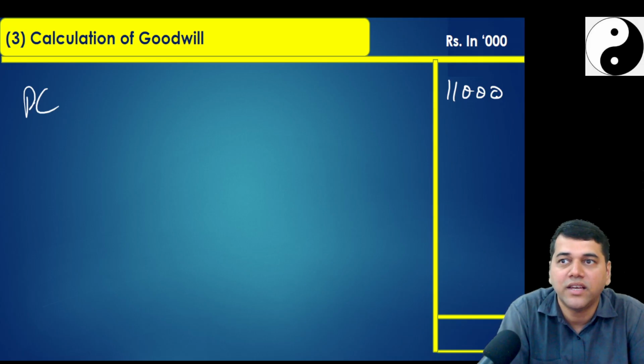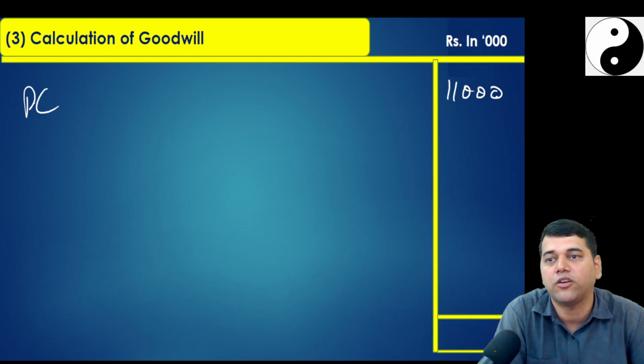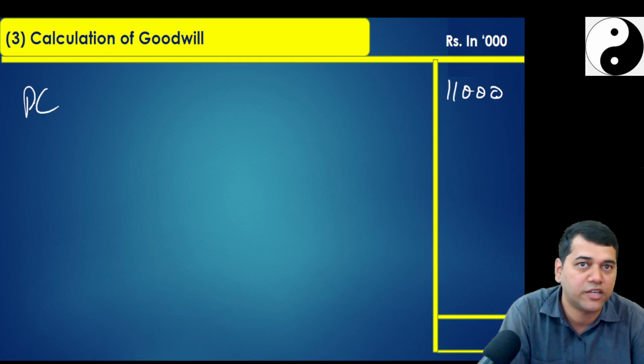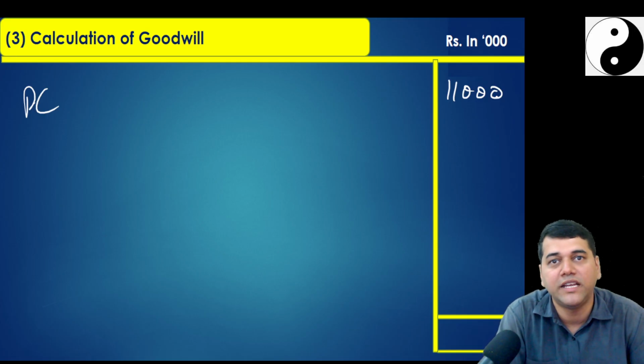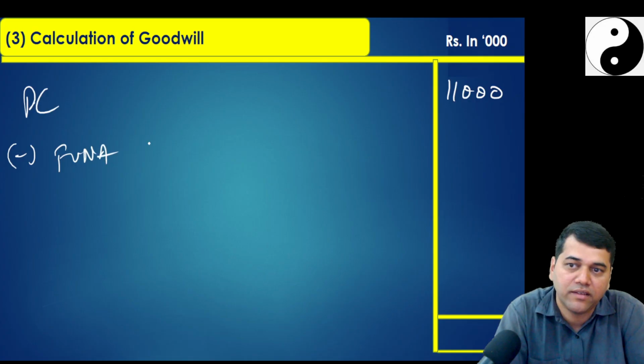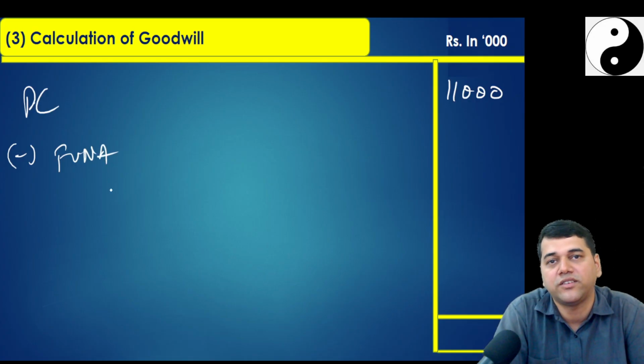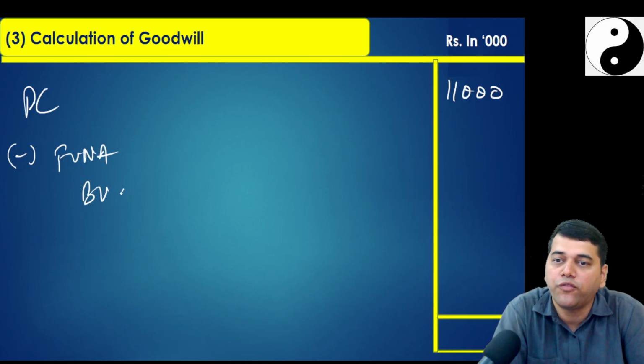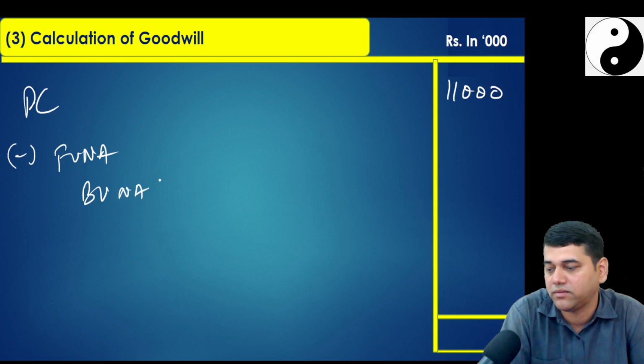Is there any NCI? No, because full 100% of the share capital of AX was taken over. Is there any previously held equity? No. Straight away write FVNA. What is my fair value of the net assets? Okay, for this, what is my book value of net assets? 9,000.